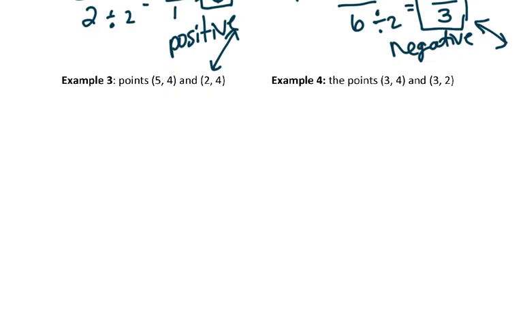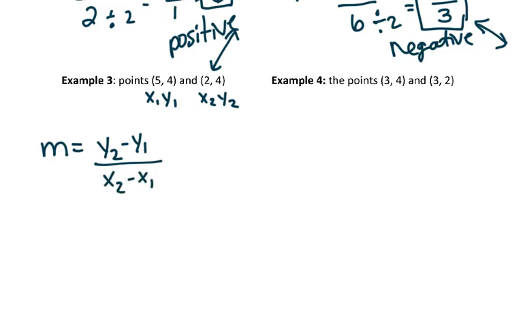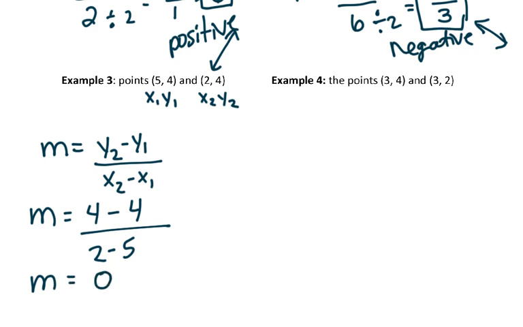All right, this is a third example. We have x1, y1, we have x2, y2. So the slope formula again is m equals y2 minus y1 over x2 minus x1. So we'll have m equals 4 minus 4 over 2 minus 5. It's going to be 0 over negative 3. Now here's the thing. You need to type this in your calculator and see what you get. You get 0. So if you get 0, that means that you have a 0 slope, so it's a flat horizontal line.